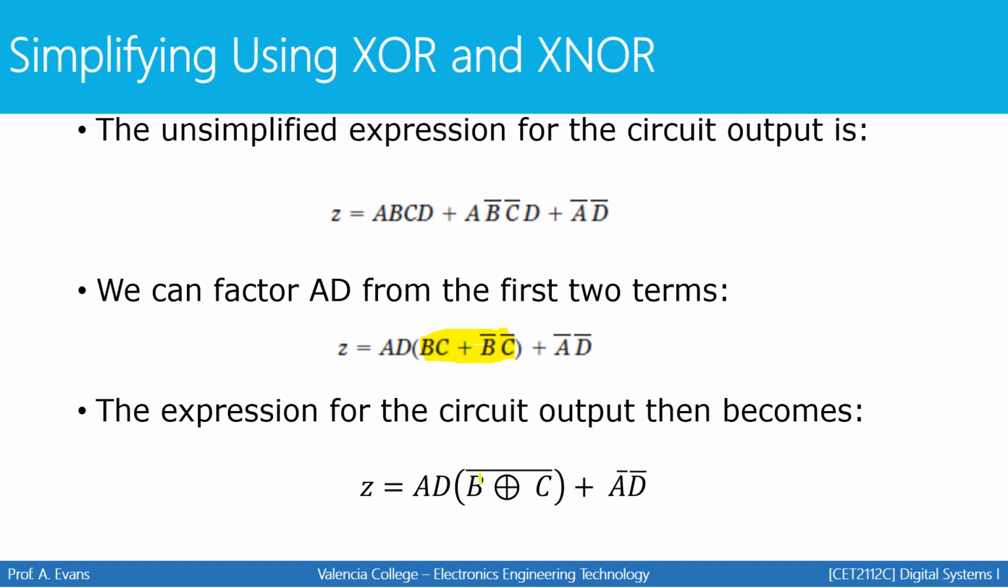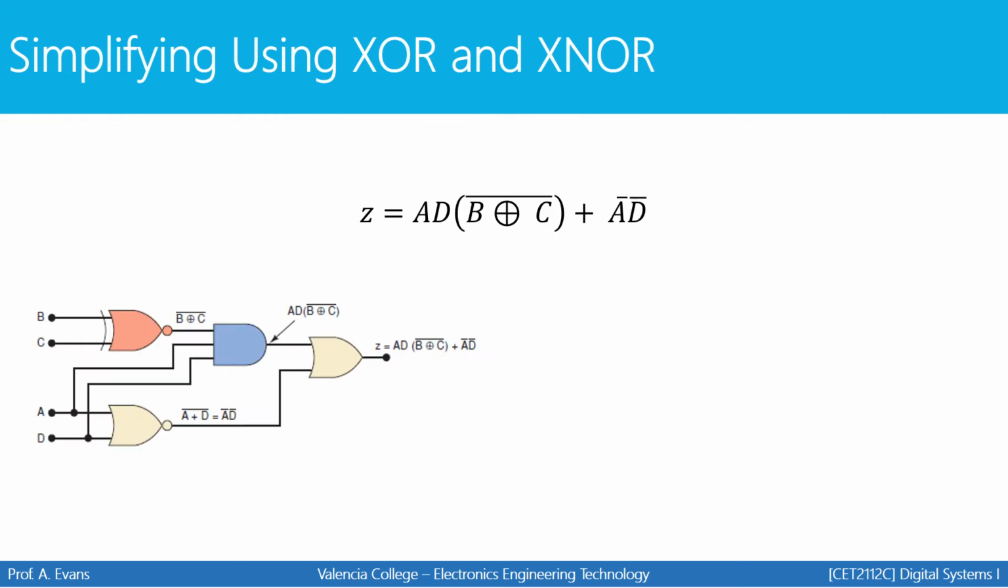So once we insert the XNOR right here, this becomes our new simplified expression. We have A and D and the quantity B XNOR C, or not A and not D. So let's take a look at what that circuit would look like if we simplify it by putting an XNOR in for this piece right here.